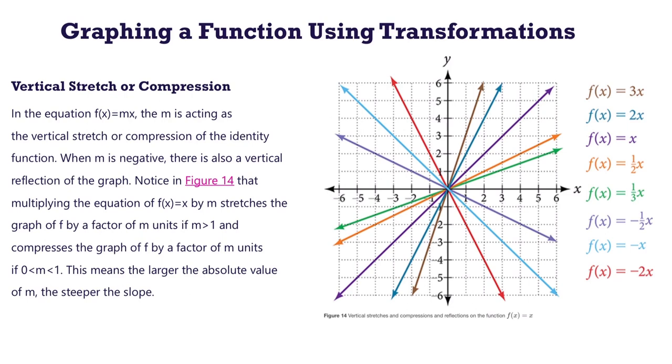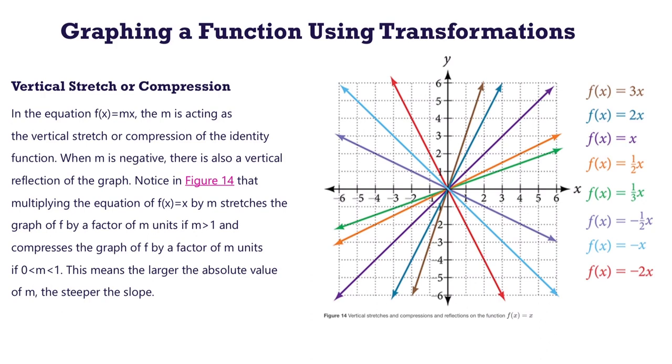So m is acting as a vertical stretch or compression of the identity function. When m is negative, there's also a vertical reflection. It flips it vertically. I don't really like how this one is put. These are 3 different transformations that it's trying to put into one articulation. And I'll try to list them out right now.